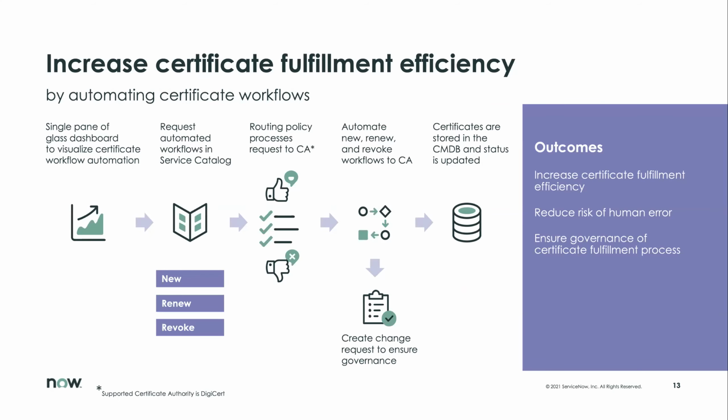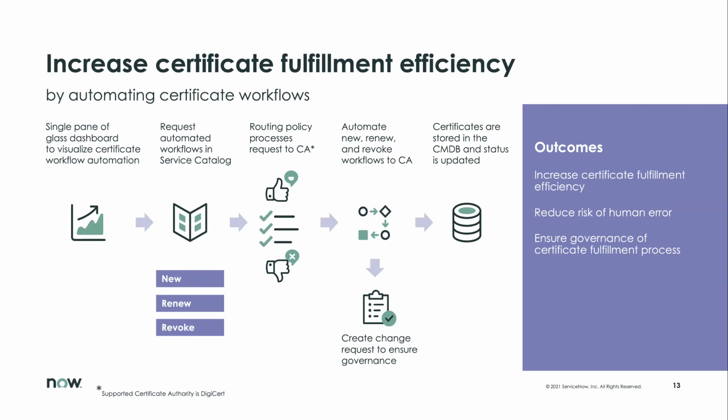With the latest release of certificate inventory and management, you can now automate certificate workflows, enabling you to increase efficiencies, reduce risks of human error, and ensure governance. Automated certificate workflows begin by submitting requests in the service catalog for either new, renew, or revoke. Next, a routing policy processes the request to the certificate authority with the option of having an approval before being processed.